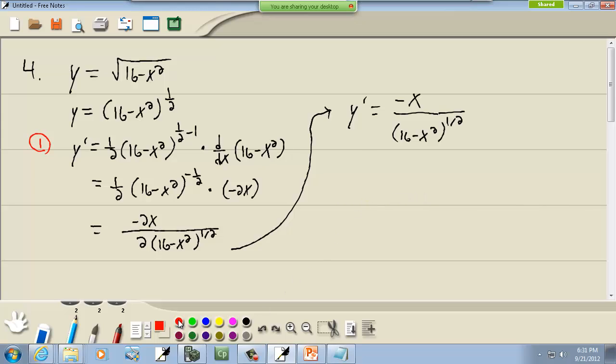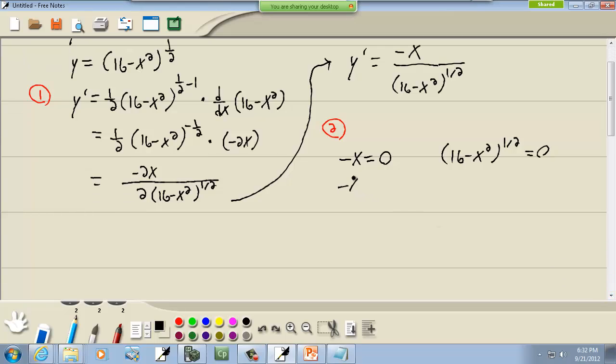Now, our second step here is to find our critical values. Before, I said set the derivative equal to 0. Here you have to do something a little bit different. When you've got a fraction, you have to set the top part equal to 0. So I'll set the negative x equal to 0. And you have to set the bottom part equal to 0. So I've got 16 minus x squared to the 1/2 equal to 0. Well, over here on the left side, negative x equals 0. I can divide both sides by negative 1, and those negatives would cancel, and 0 divided by anything is 0. So that's our first critical value.